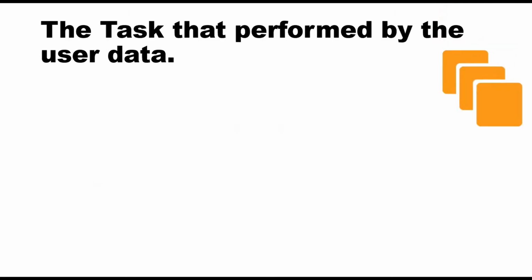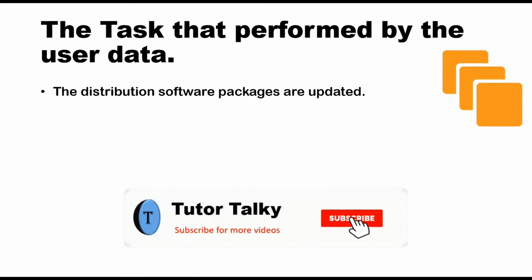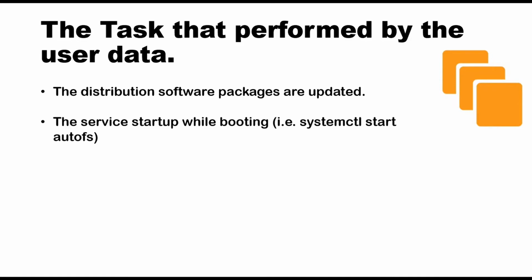Next we can see the tasks performed by the user data. The distribution software packages are updated. While using user data, you can just use a script for updating packages, like yum update, or installing the packages you need. The service startup while booting, like systemctl start autofs. If you want to enable some service while booting the instance, we can just mention it in the user data. You can also create a user while booting the server.